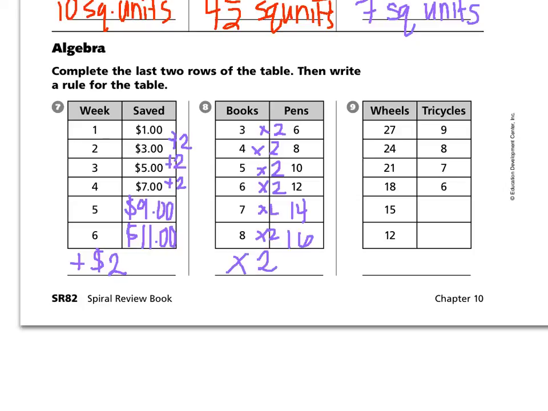Let's look at wheels and tricycles. I know that I have 27 and it went to 9, 24 and it went to 8, 21 and it went to 7. I can tell that I'm going to divide the wheels by 3. And then I'm going to see that 15 divided by 3 is going to equal 5, and 12 divided by 3 equals 4. So my rule is going to be to divide by 3. Make sure that you show your work.